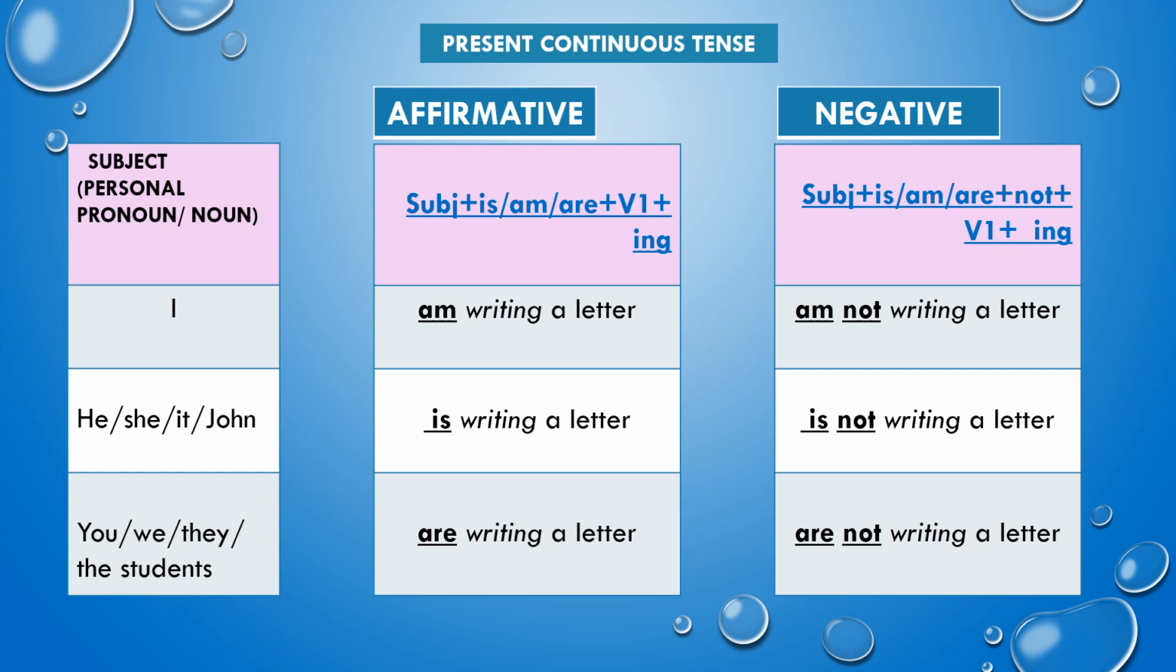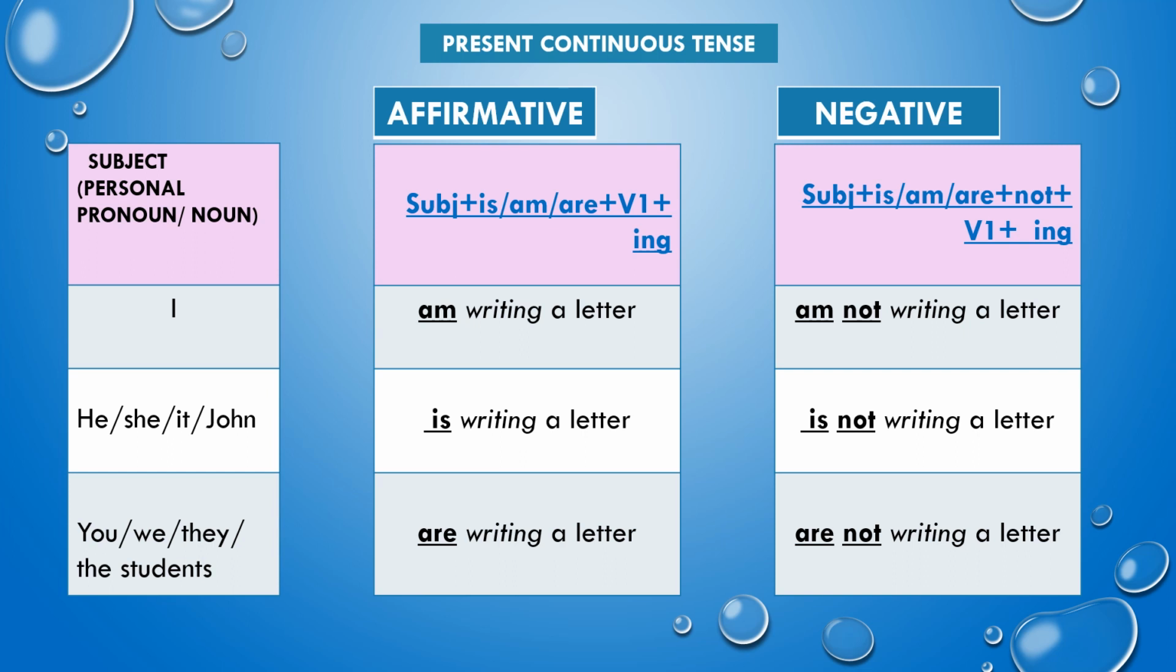Alright, do not forget that. He, she, or it, and John, which is the singular noun, uses is. Alright, which means is is only used with he, she, it, or a singular noun, that is John, for example. And in the third row, are is only used with you, we, they, or a plural noun. Alright? Do not forget that.